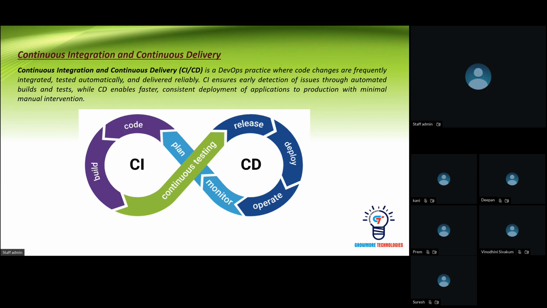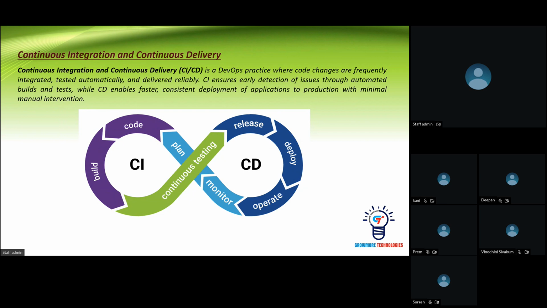Execution means you write the code, you push to Git, Jenkins comes into the picture, Jenkins executes the Playwright test cases and sends you the report. Because it gives very fast feedback and early bug detection. That's what I wrote here. It is a DevOps practice where code changes are frequently integrated, tested automatically, and delivered reliably. CI ensures early detection of issues through automated build and test, while CD enables fast, consistent deployment of the application.